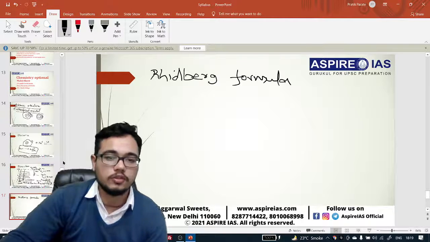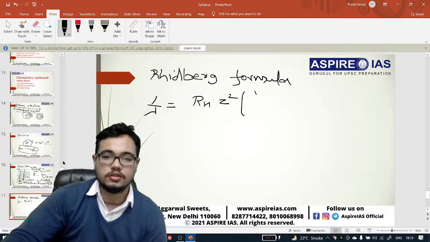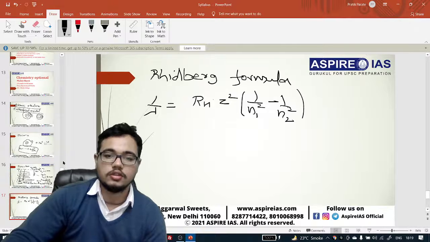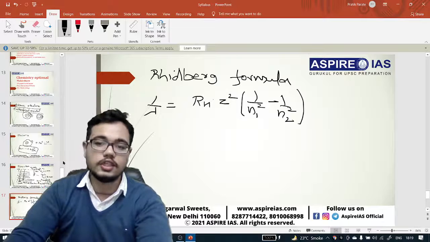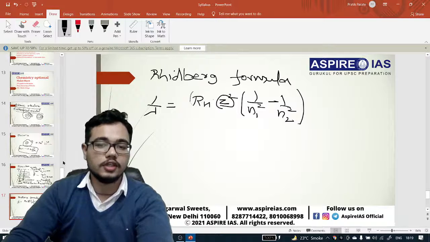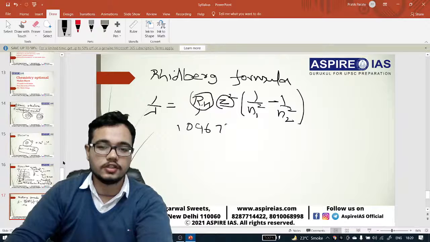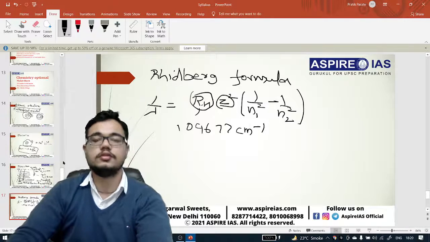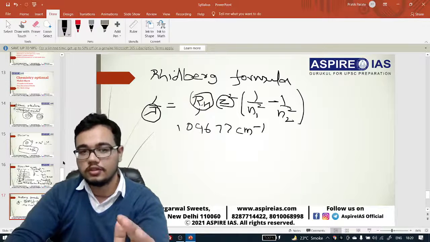Now what is this Rydberg formula? Rydberg formula is 1 by lambda is equal to RH into Z square into (1 by N1 square minus 1 by N2 square). Here N1 is the energy level up to which the electron is moving, N2 is the energy level from where the electron is moving, Z is the atomic number, and RH is the Rydberg constant. Its value is 109677 centimeter inverse.